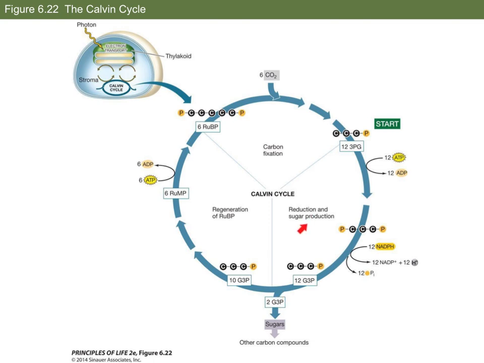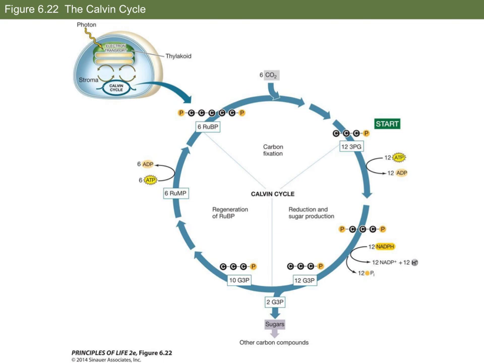and sugar production phase. In this case, what's happening is we're going to have to input some energy in the form of ATP, and we're going to need electrons that were generated from the NADPH. And we're going to reduce this molecule until we get the sugars produced.